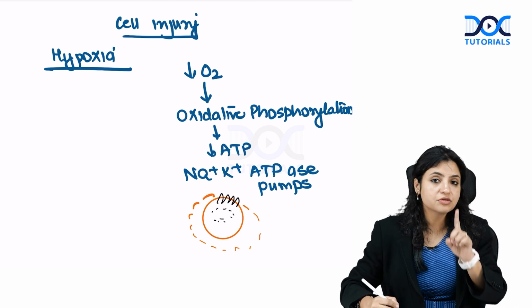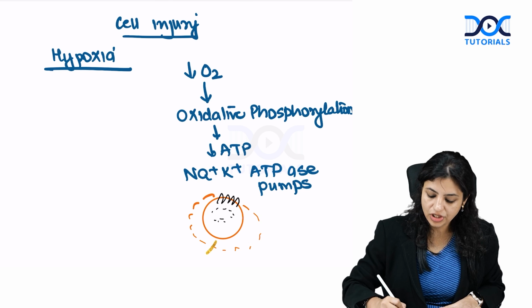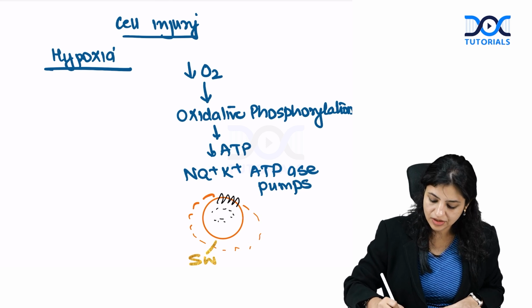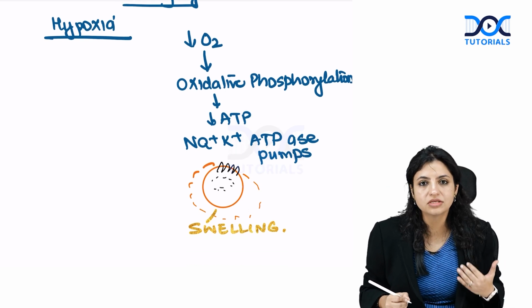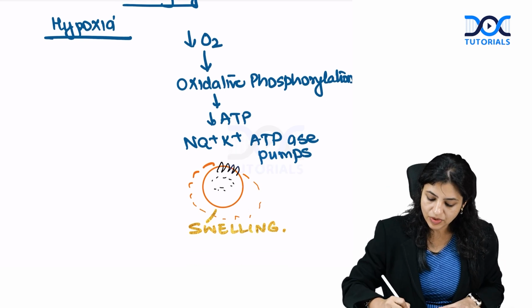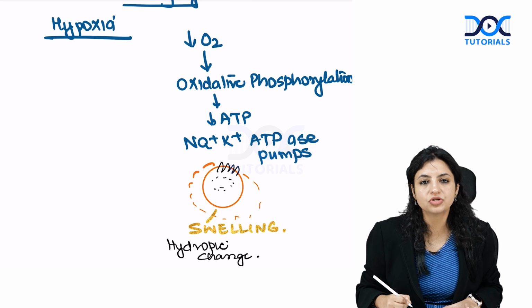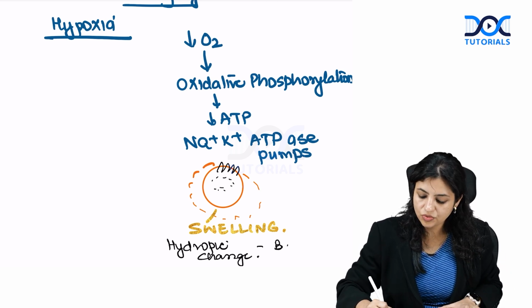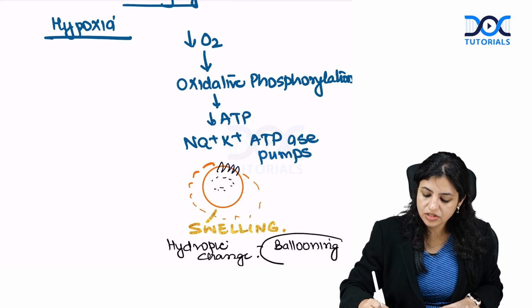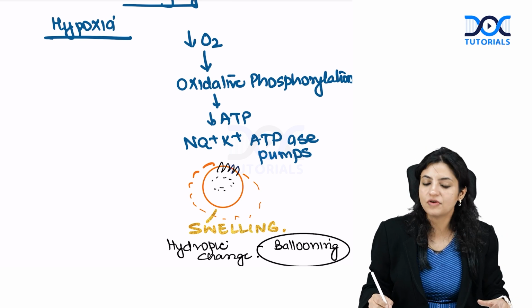That is why the first morphological change, morphology meaning something which you can see under the microscope, the first morphological change of any cellular injury is swelling. This swelling is because of water which has come inside because of stoppage of the pumps. That is why this swelling is also called hydropic change. It has been given different names in different organs. Like in liver, it is called ballooning. So the first morphological change seen in viral hepatitis is ballooning. That is one thing which you should be very, very clear.